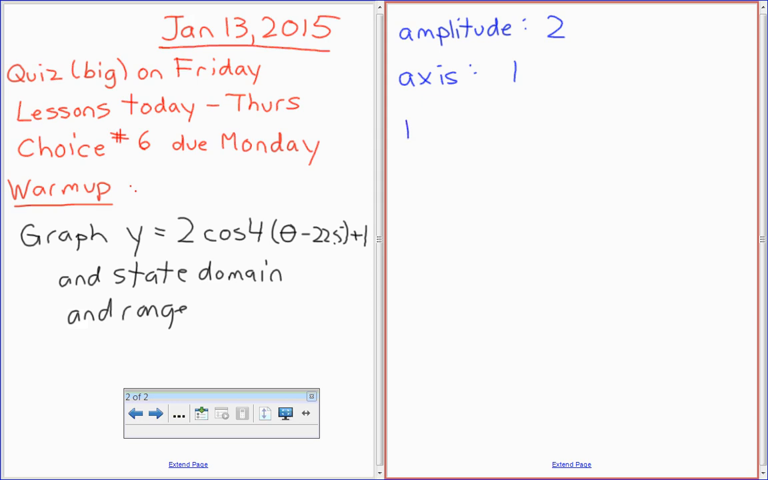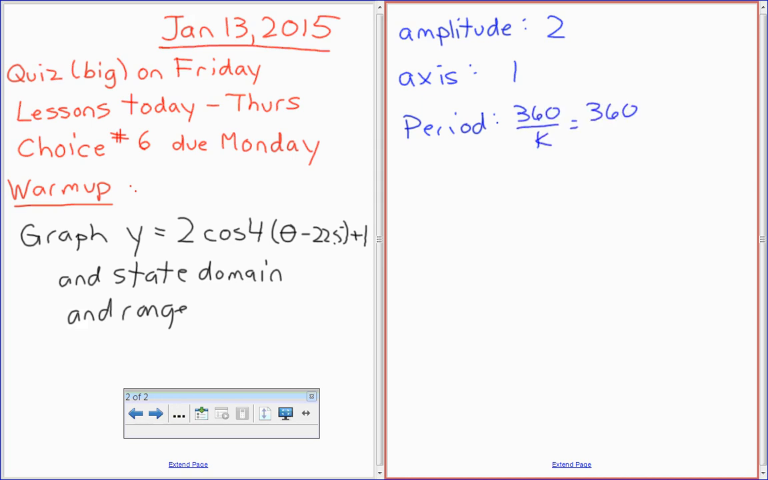Period is the next part. The period, if you remember, was the distance over which the graph repeated. We made a whole note on this. Can someone please, in this case, tell me how we calculate the period? 360 divided by k. Very good. What's the k value in this?